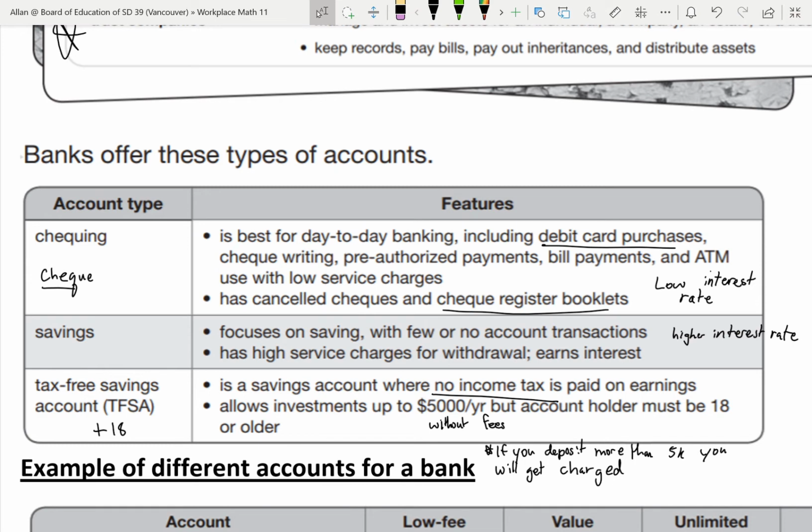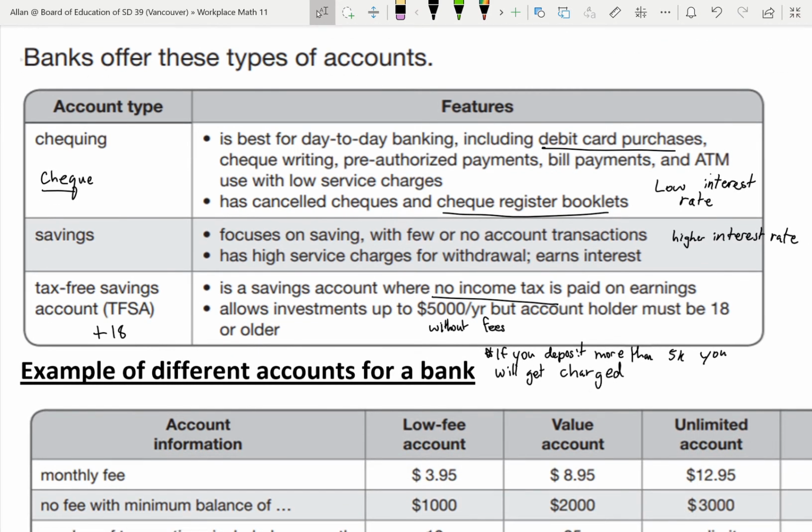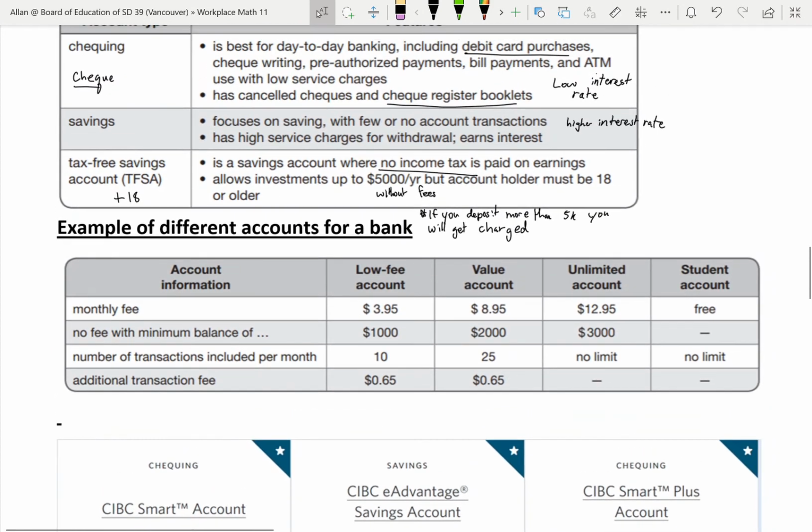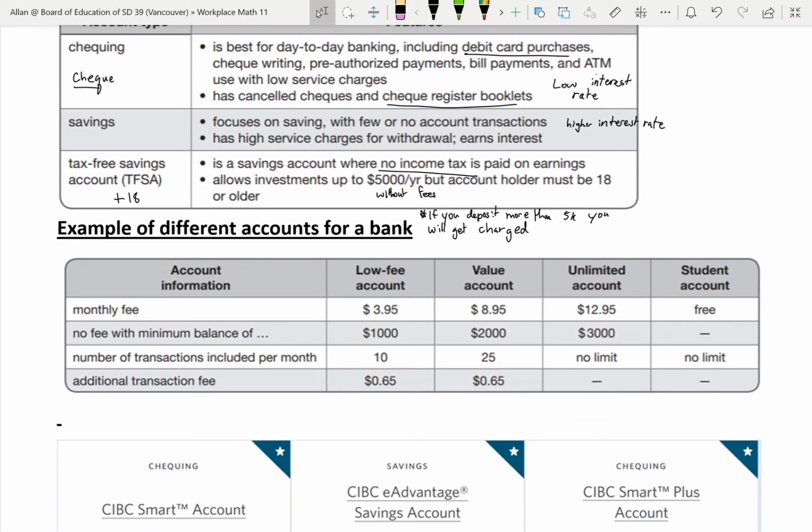So ideally, you want to keep it to that $5,000 or less, and then basically that amount you still have, but you don't have to pay income taxes on, so you can get more back at income tax time, or you can reduce the amount that they take off of your check. So oftentimes this is kind of a good way of saving money and not having to pay that little bit extra. So, examples of different accounts for a bank. Oftentimes they have a couple of options. A lot of banks will have 2 or 3.